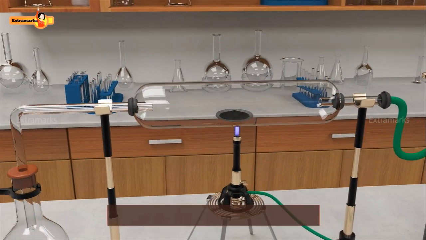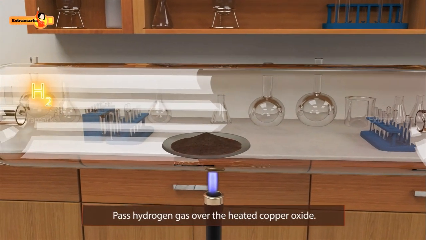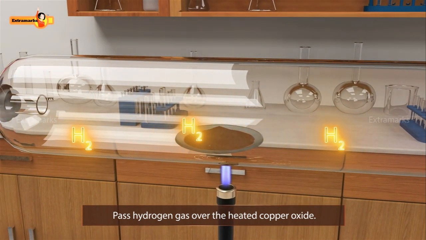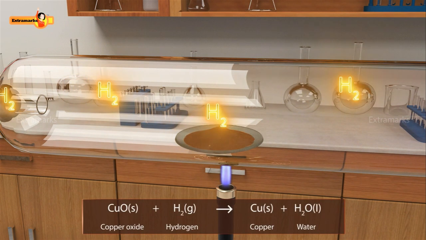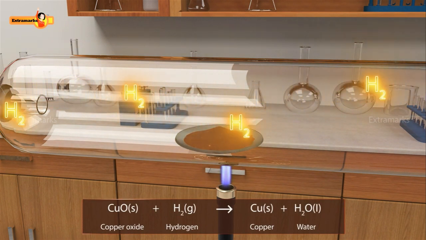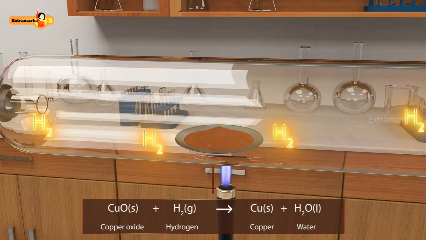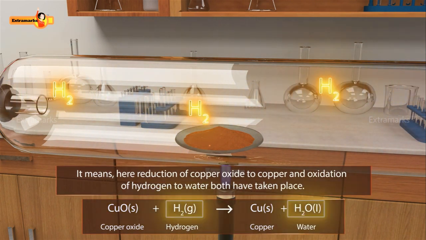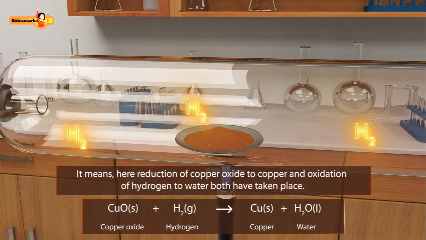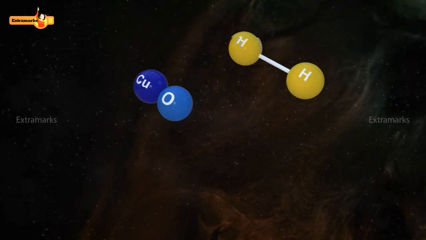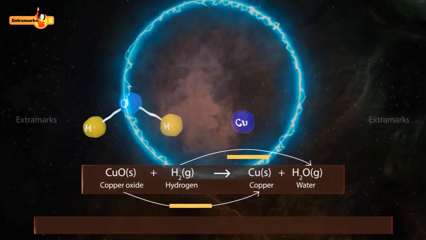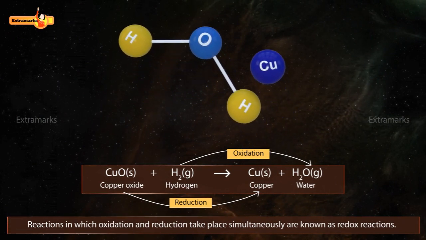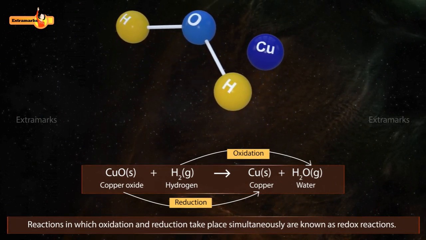Let us now pass hydrogen gas over the heated copper oxide. Notice, now copper oxide is converted into copper. During the reaction, copper oxide loses oxygen and hydrogen gains oxygen. It means here reduction of copper oxide to copper and oxidation of hydrogen to water both have taken place. So we can conclude that sometimes both oxidation and reduction reactions take place simultaneously. These types of reactions are known as redox reactions.